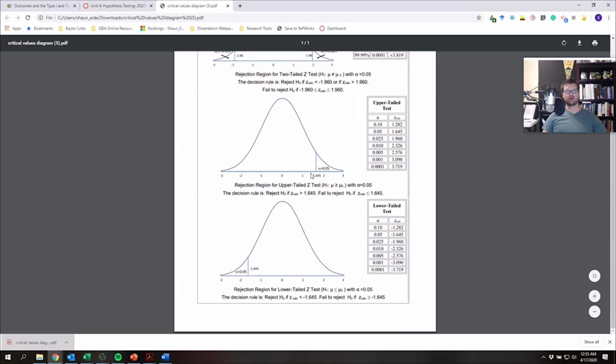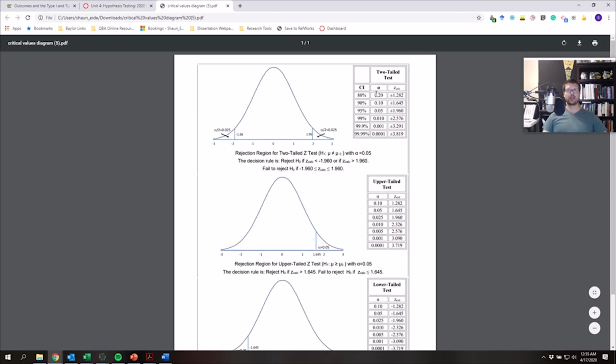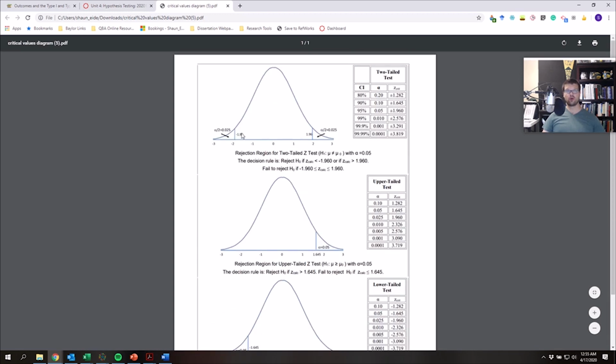Because we're using a z-score, we can use this diagram. And looking at this diagram, we've got an alpha of 0.05, and we have to decide: is it a two-tailed test, an upper tail test, or a lower tail test? And we're running a two-tailed test. Okay, so because we're running a two-tailed test, we come right here and see that we've got an alpha of 0.05, and therefore the critical values are going to be plus or minus 1.96. Plus or minus 1.96.